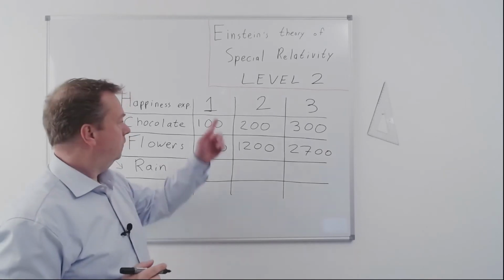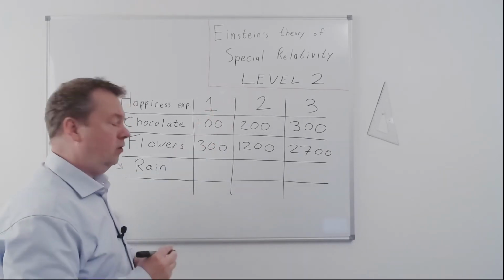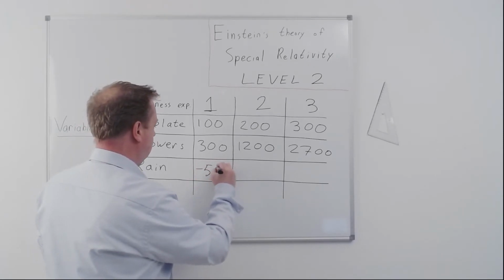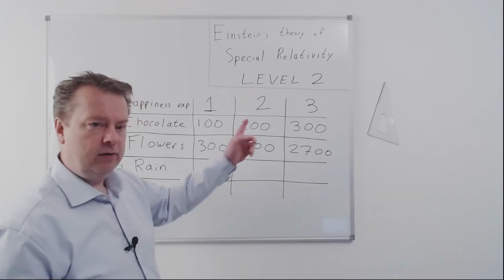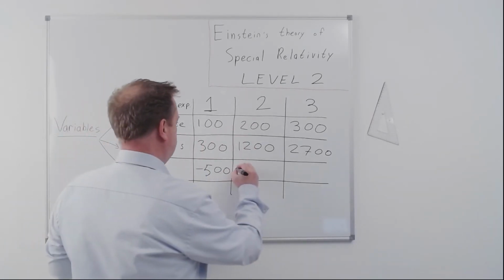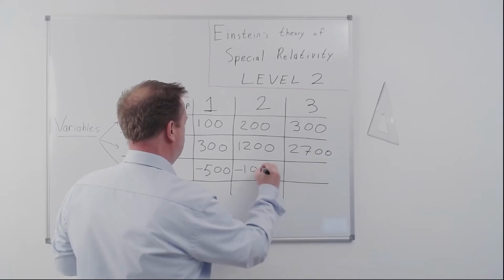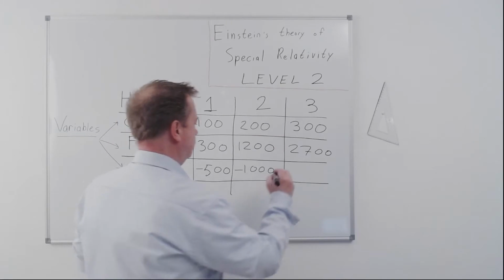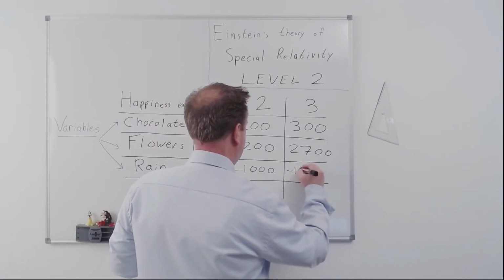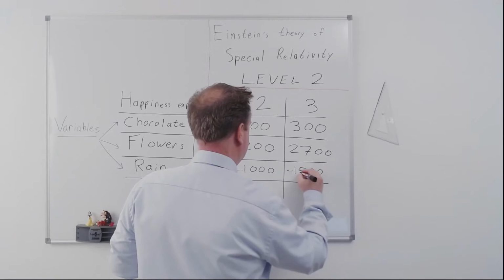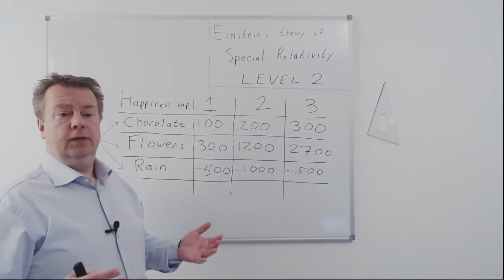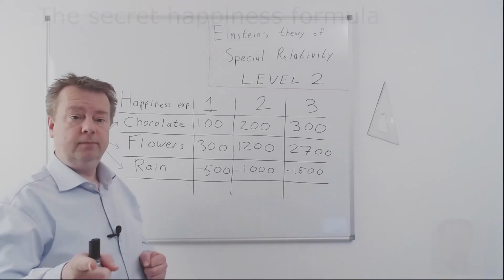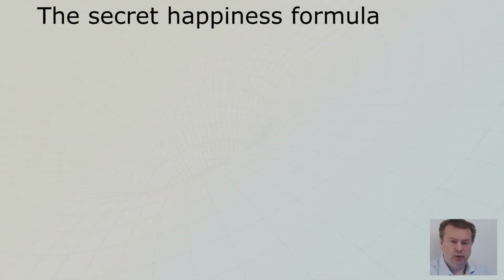And after the first hour of rain, her happiness dropped with 500 happiness points. And after the second hour, it dropped another 500. So in total, 1000. And 3 hours of rain, minus 1500. So this is the experiment GP did. Now let's take this one level further. Let's start by repeating what was on the whiteboard.